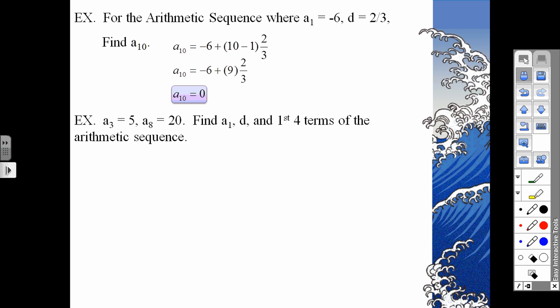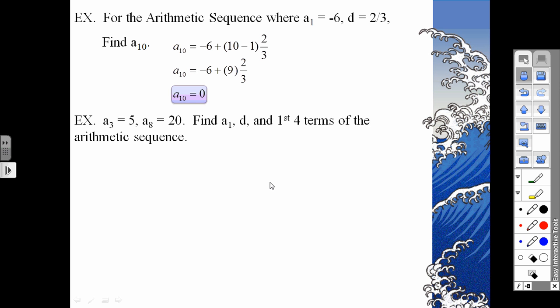Okay, here's another type of problem that you're going to encounter. They're going to give you two specific terms. Maybe it's the 3rd and 8th term like in this example. Maybe it's the 5th and 20th term. Who knows? They're going to give you these two specific terms, and then they're going to ask you to find the first term, the common difference, and perhaps the first 4 terms of the arithmetic sequence, but definitely the first term and the common difference. So what are we going to do here?